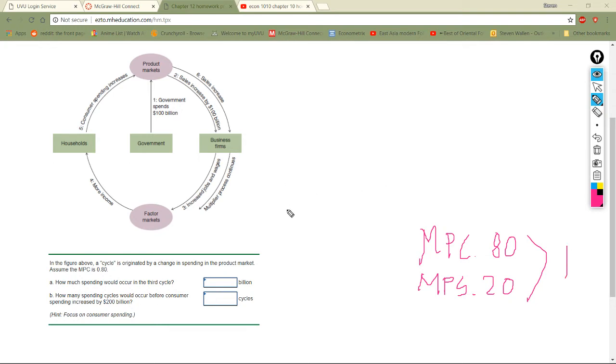All right. How much spending would occur in the third cycle? So let's go ahead and start identifying cycles, shall we? Do blue. Cycle 1. Government spends 100 billion. Cycle 2. People get that 100 billion because it goes in through here, through into the firms, and then households get that 100 billion. And how much are they going to spend of it? They're going to spend 80%, right? So it's 80% of 100. 80 billion.